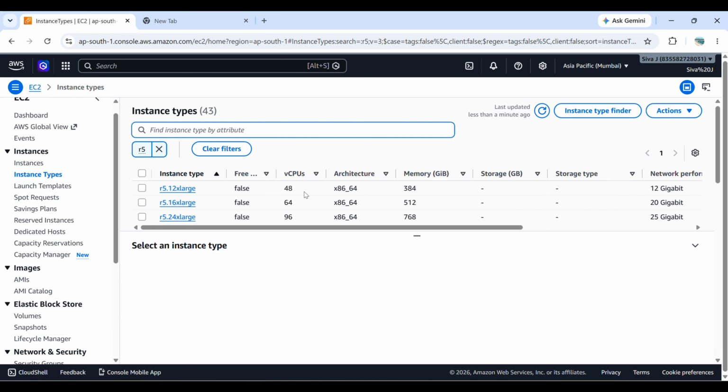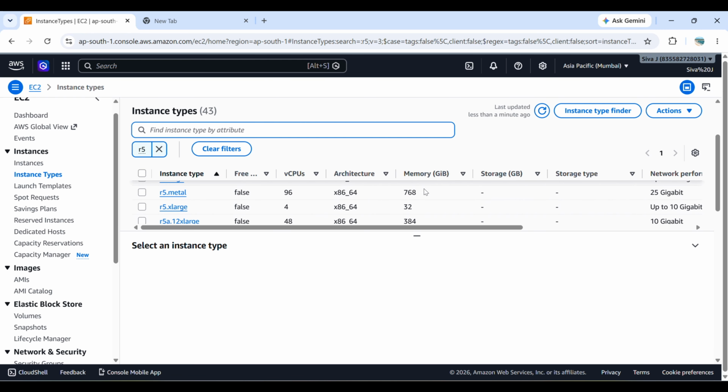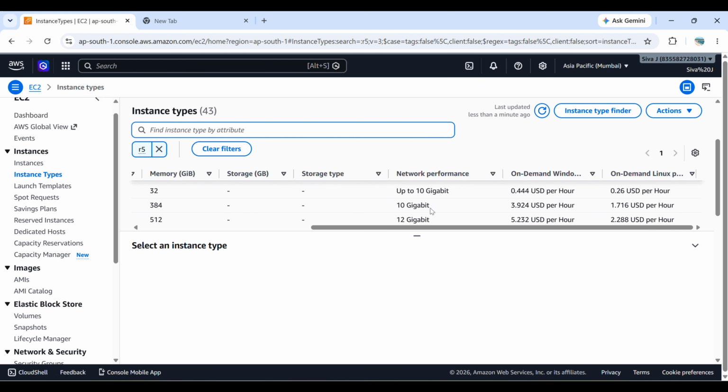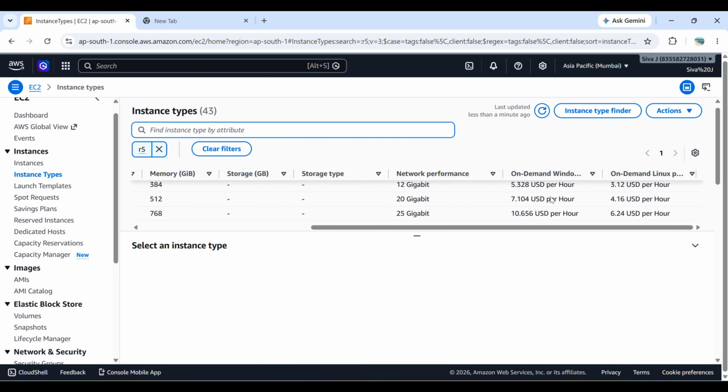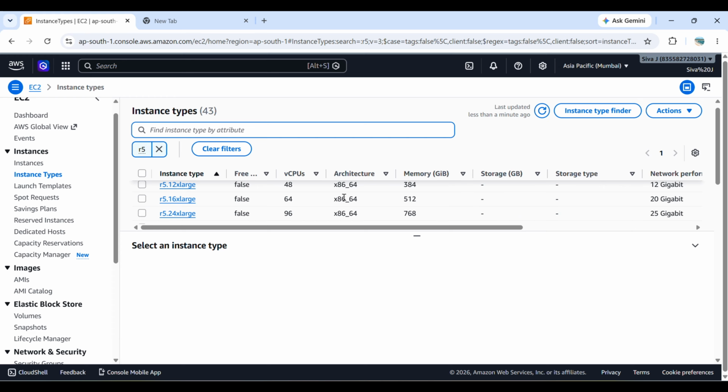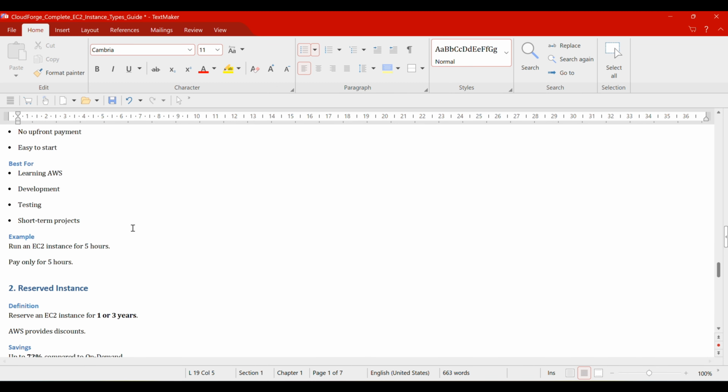CPU is 48, memory is 384. Network performance is 10 GB per second, and on demand. These are all the pricing list, how much you have to pay per hour. So like this, we have to see.